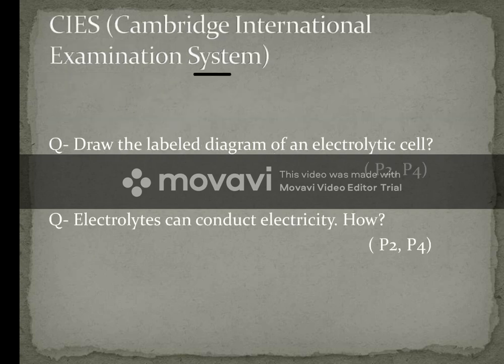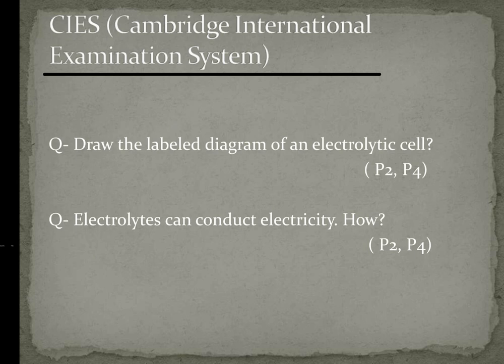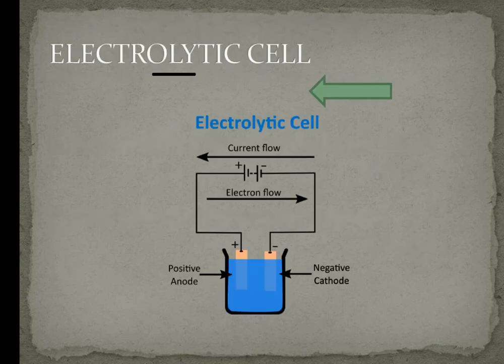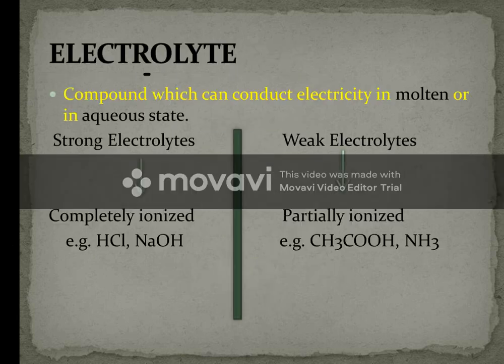Very next is: draw the labeled diagram of an electrolytic cell. Electrolytes can conduct electricity. How? In slide 6, I already explained all about the electrolytic cell, its components, and the function of its components. How electrolytes can conduct electricity, in slide number 5, I already discussed.